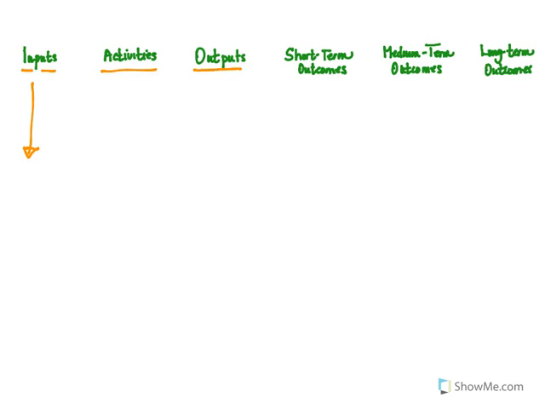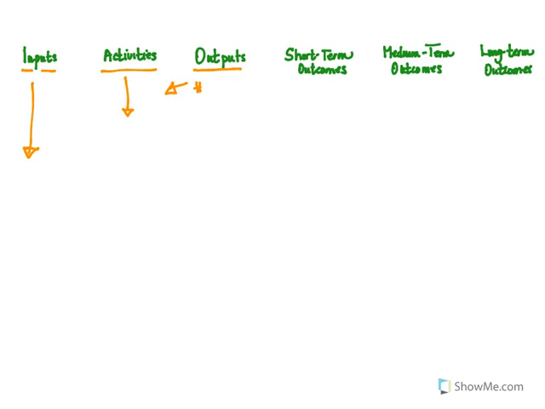The activities are all those things that are going to happen in your program, like fitness classes, educational sessions, perhaps some coaching. And the outputs is what we're looking at today. And the outputs are the numbers that come out of these activities.